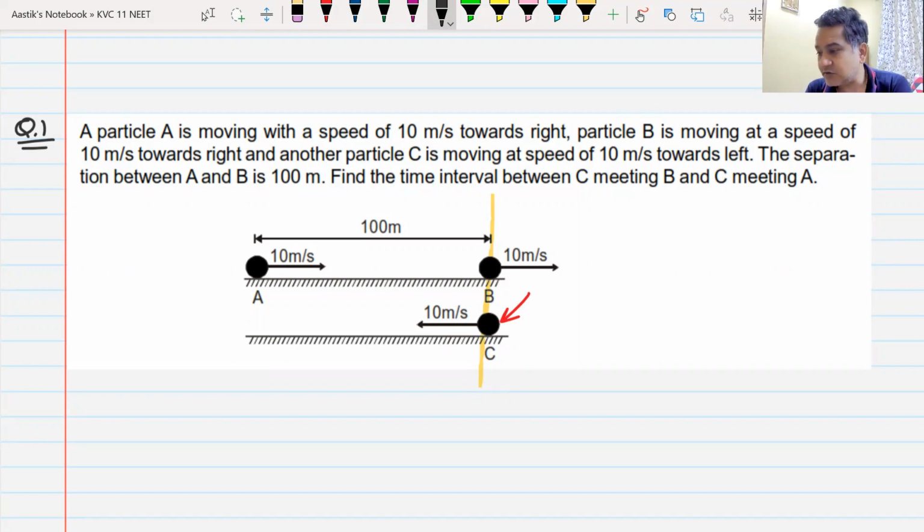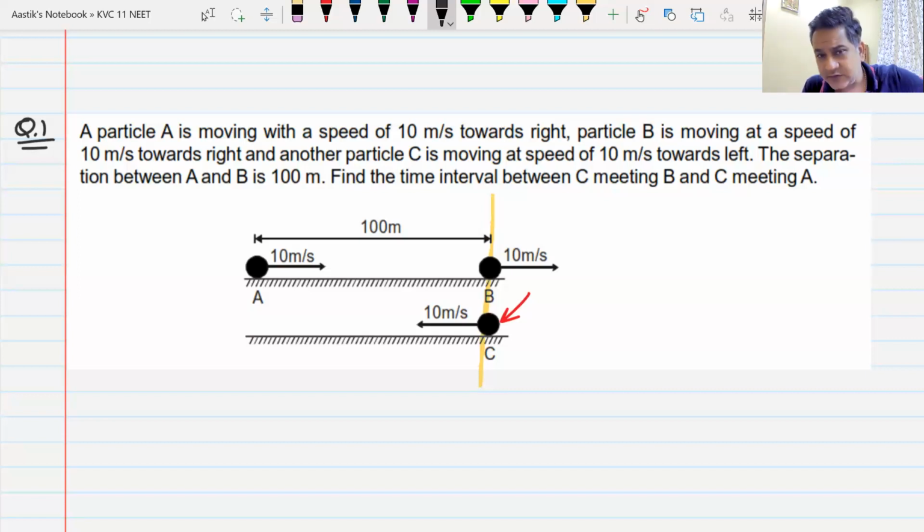I've given you the first question. The first question is about two bodies, A and B, moving in the same direction with velocity 10 meters per second. Then a body C is crossing body B. At some time, you have to tell me when does it cross body A. I'll give you 5 minutes since we have just now come.